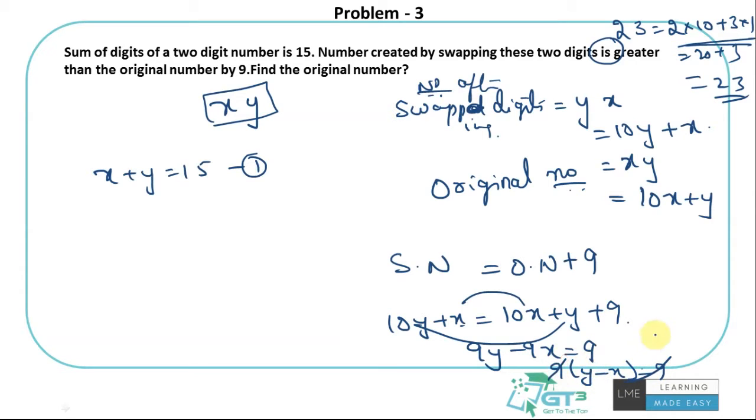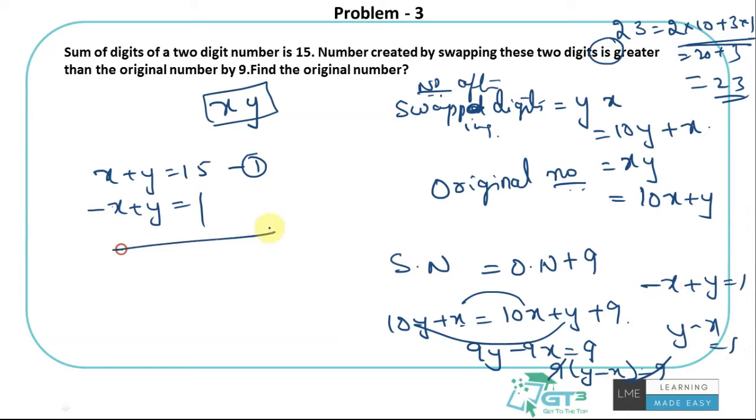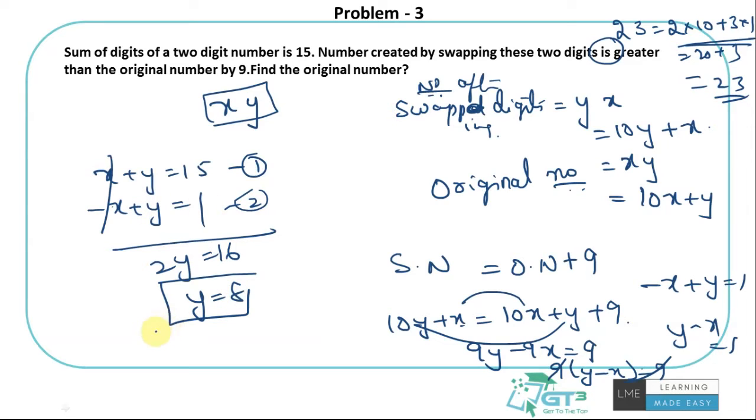So I get to cancel the 9s. y minus x is equal to 1, which I'm writing as minus x plus y equals 1. So these are my two equations. I sum them, and the x terms get cancelled. 2y is equal to 16, so y is 8. If y is 8, then x plus 8 is equal to 15, so x is 7.